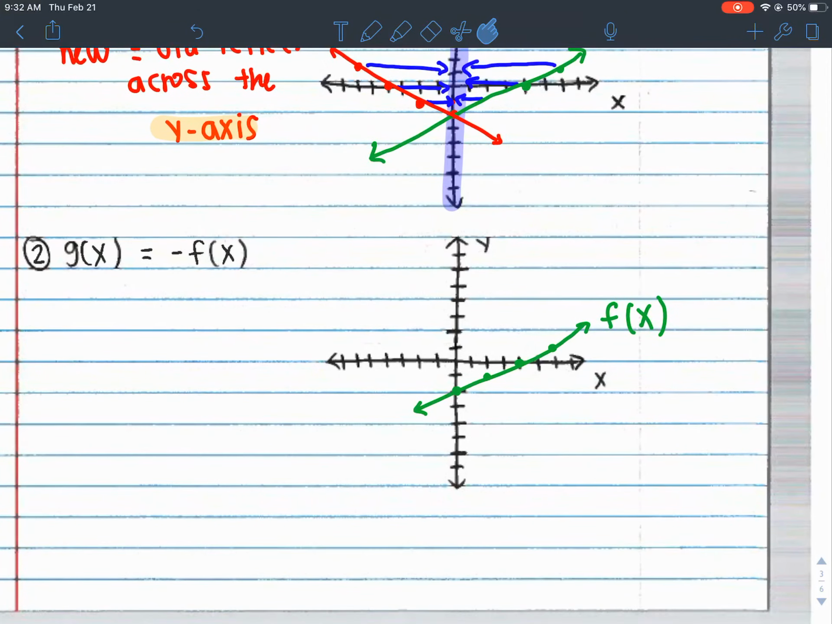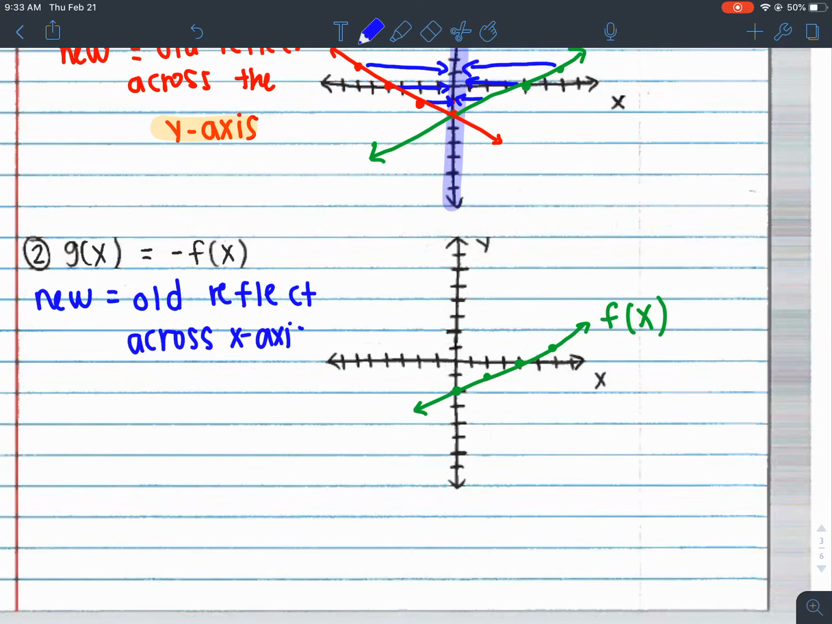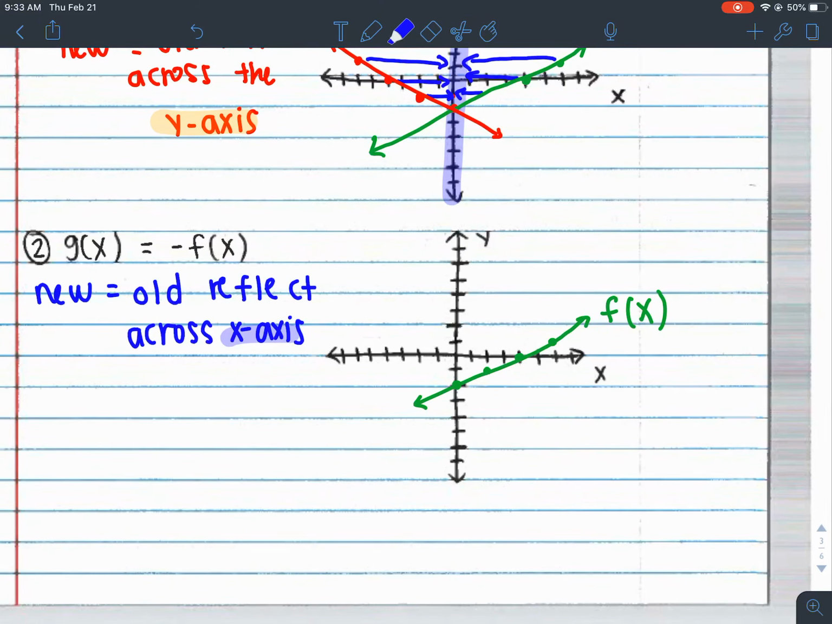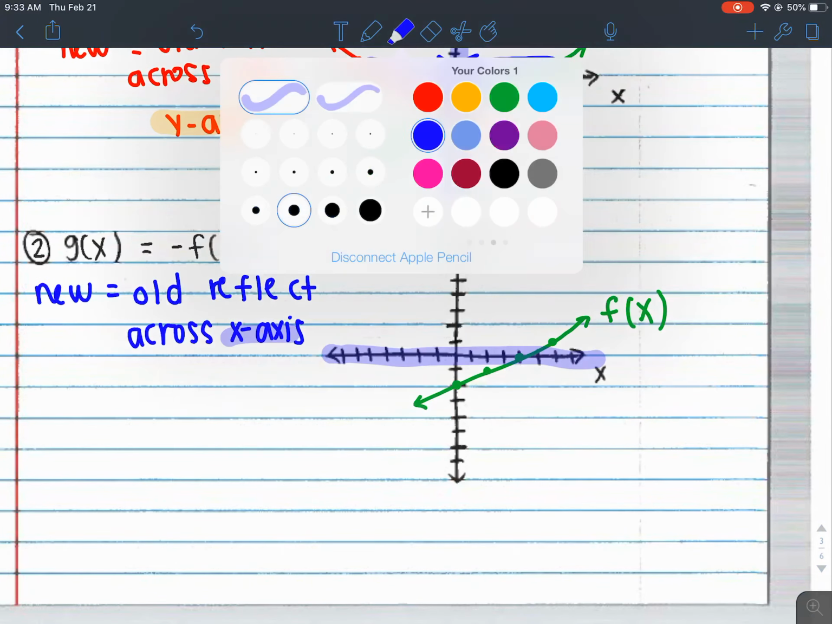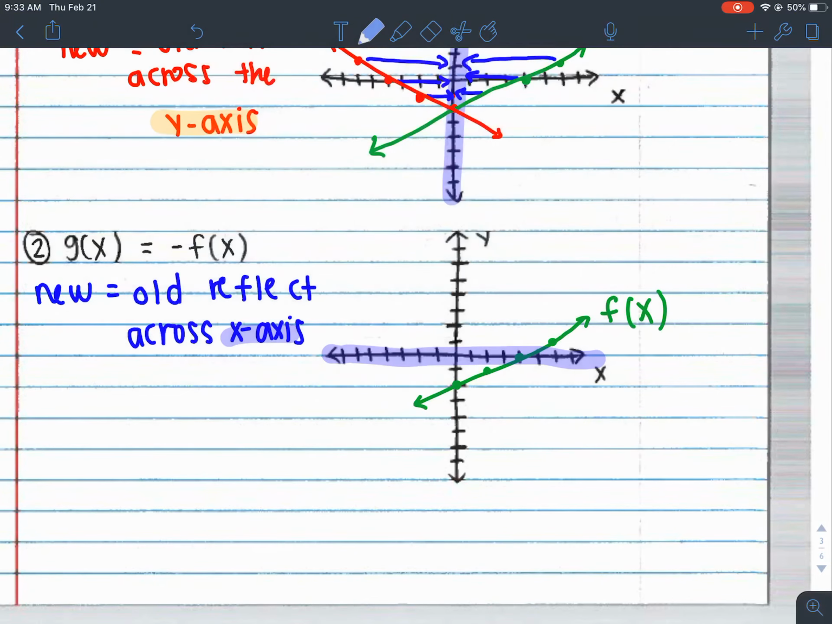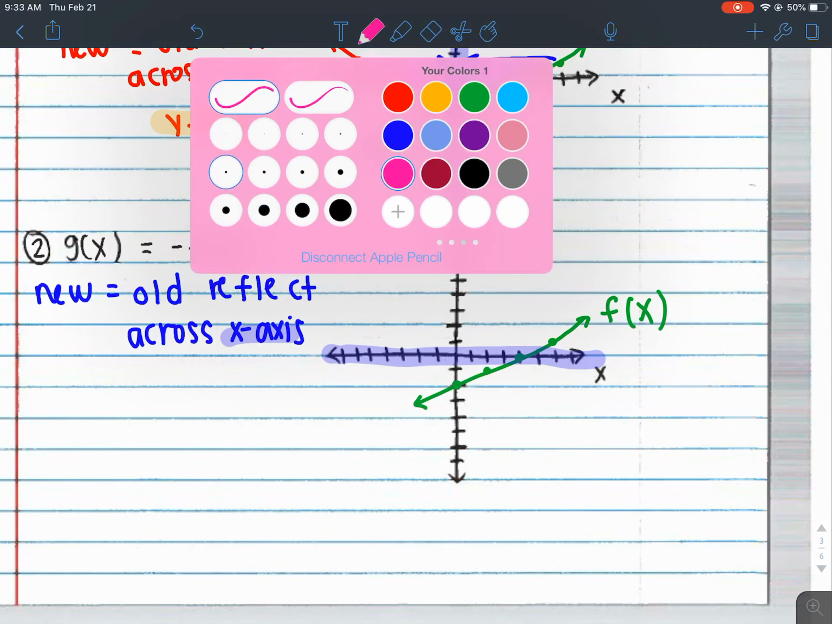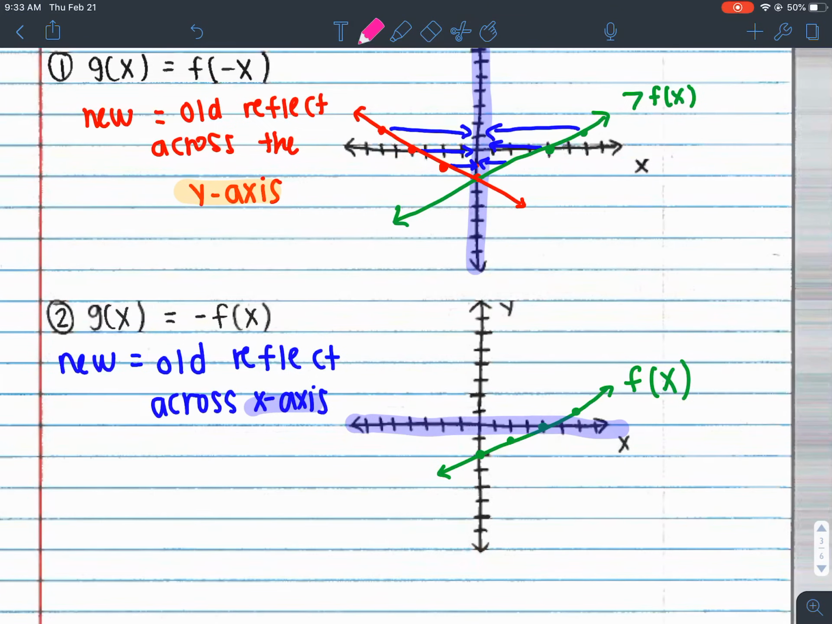Okay. Now the next one, we're going to take our old function, and we're reflecting it across the x-axis. Okay, so I'm going to highlight my x-axis this time, and I'm going to start graphing my new function. Let's do pink. Now my new function, oh, you want to know what I forgot? I forgot to label the last one. Make sure you label, because I just forgot to.